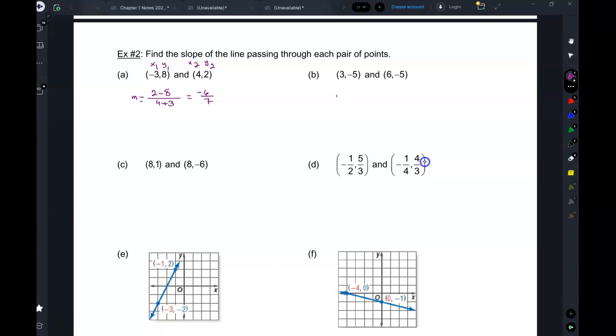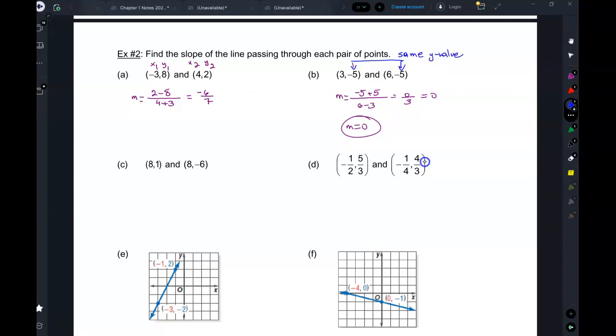So take a look at this one. m is y2 minus y1 over x2 minus x1. So 6 minus 3, this is 0 over 3, which is 0. Okay, so m is 0 for this one. And notice here, the y values are the same.